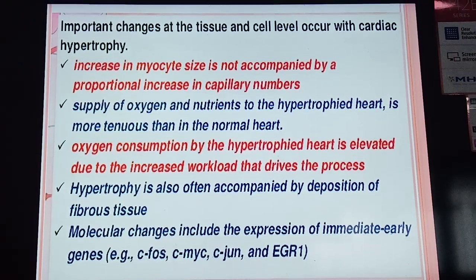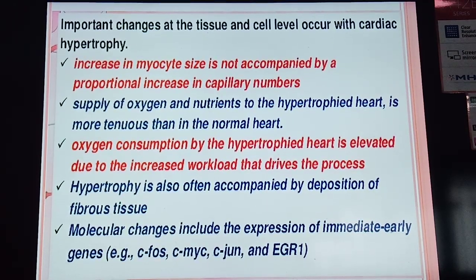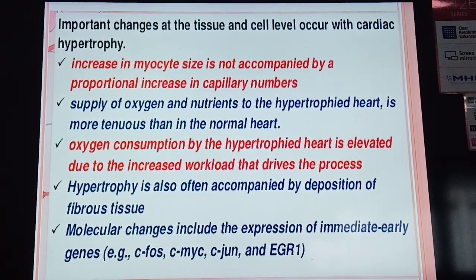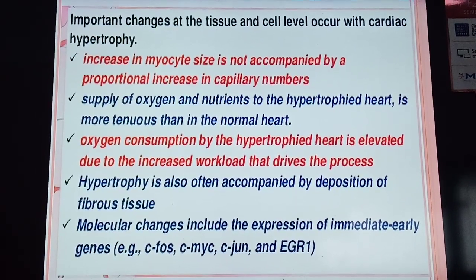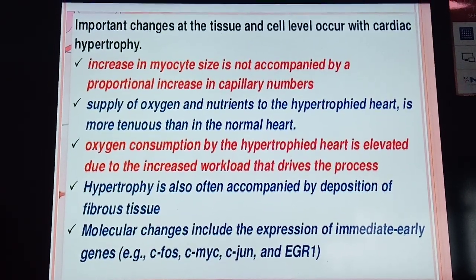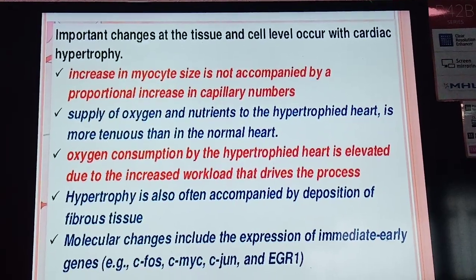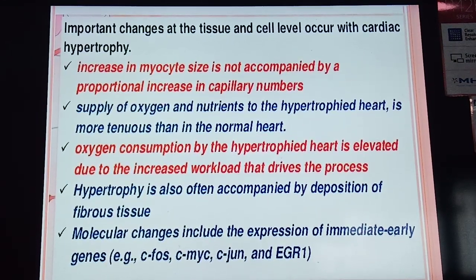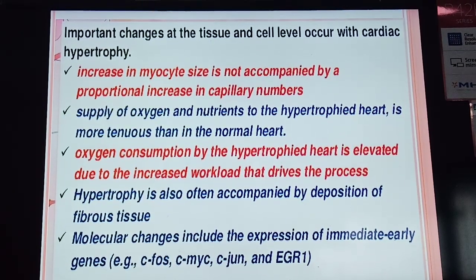The molecular changes include the expression of the immediate early genes like c-fos, c-myc, c-jun and EGR-1. So these are the different genes that are involved in the hypertrophy of the heart.